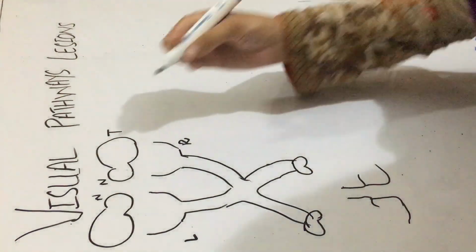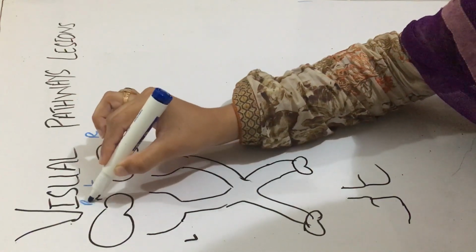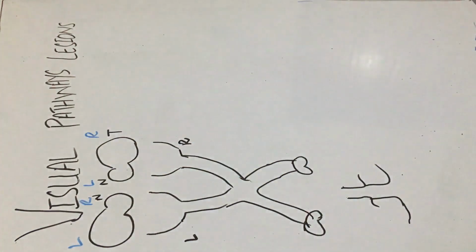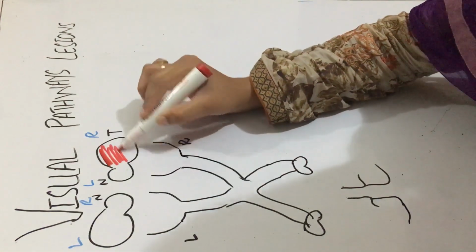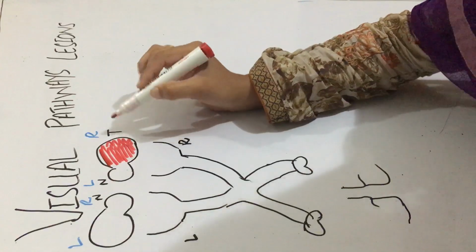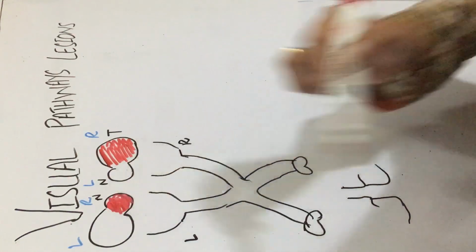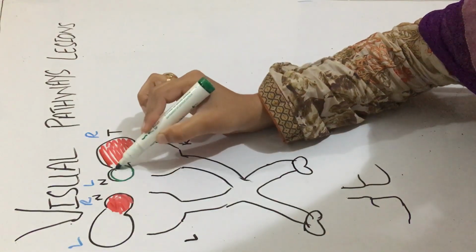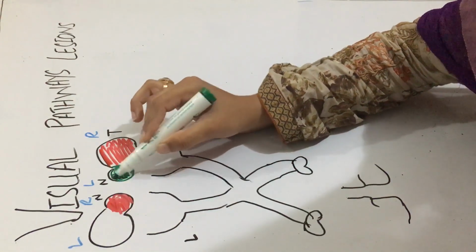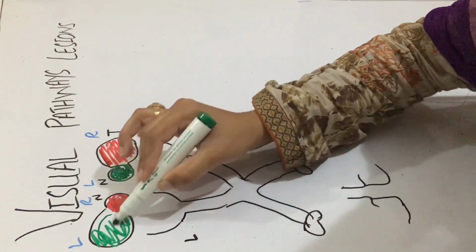You can say this is the right half of the visual field, and this is the left half, this is again the right half, and this is the left half. I will color the right half of the visual field with red, and the left half with green color. This is the left half of the visual field.